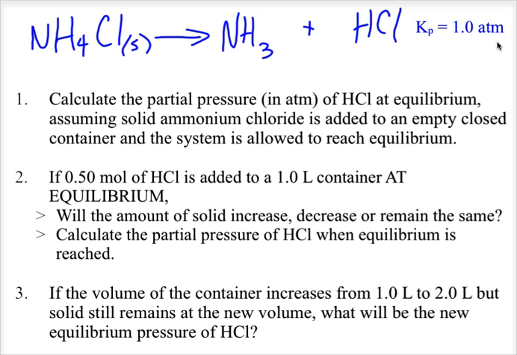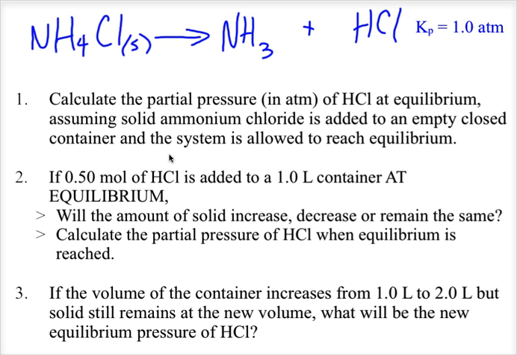The only time we do include units for K is for Kp, since it depends on whether it's in millimeters of mercury or atmospheres. So in this problem, you're asked to calculate the partial pressure of HCl at equilibrium. And since we have a system at equilibrium, it's accurate to assume that some of all of the reactants and products must be in the system at equilibrium.